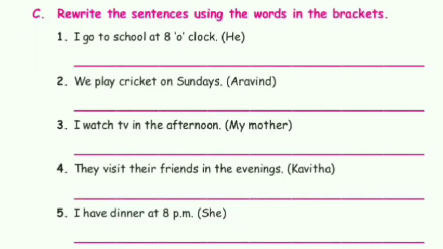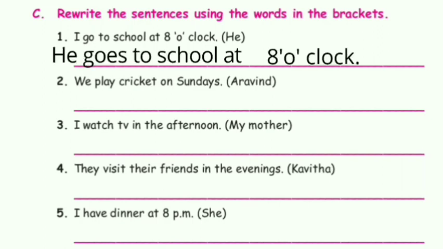Number 1, I go to school at 8 o'clock. Within the bracket, he is given. In the given sentence, the subject is I. We have to change I into he. The verb is go. Go is a present form. If we are rewriting the subject as he, we should change the verb into goes. The answer is he goes to school at 8 o'clock.